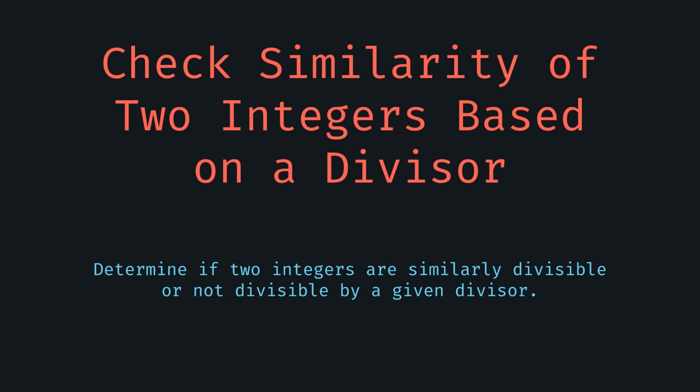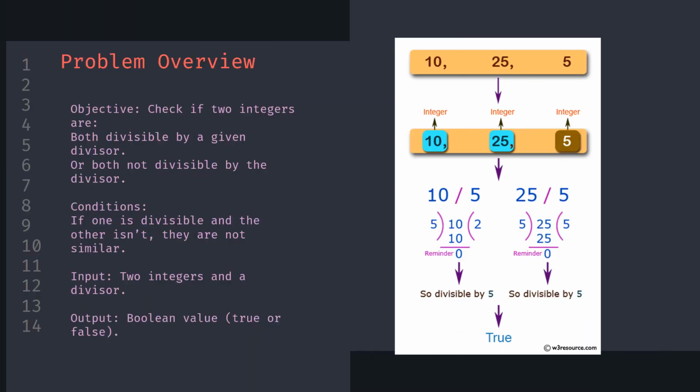Today, we learn how to determine if two given integers are similar based on their divisibility by a given divisor. This is a practical application of conditional checks in JavaScript. In this problem, we check whether the two integers share the same divisibility status relative to a divisor. If both are divisible or both are not divisible, we consider them similar.